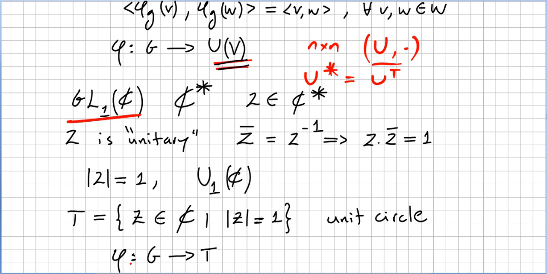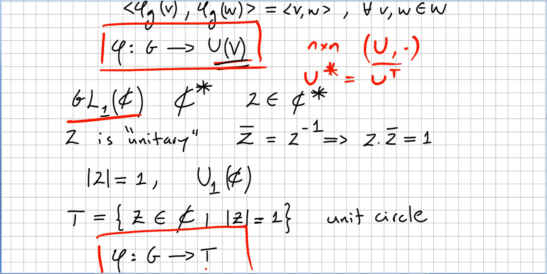So at the end of the day, we could write the unitary representation this way, and we can also write this one-dimensional unitary representation, because this has dimension 1. And this is of course a homomorphism.